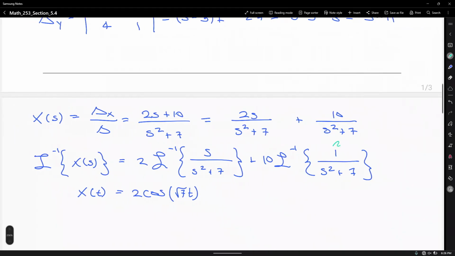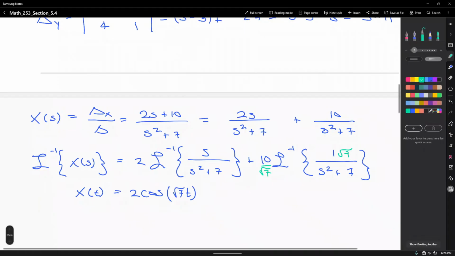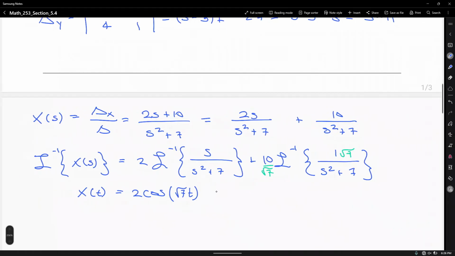However, didn't we wish we had a root of 7? We can make our wish come true, provided we divide out. We're going to make wishes come true again. We haven't done that in a while, right? That is plus 10 over root of 7 sine of root of 7 times t. So that's the solution for the x part. What about the y part?